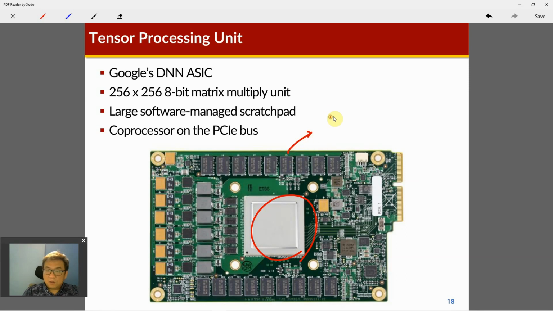This TPU supports 256 by 256 8-bit matrix multiplication. So this TPU is a domain-specific architecture just to accelerate the computation of matrix multiplication. Also, the TPU includes a large scratchpad memory. It's the buffer for the weight values and some data input, and the TPU has a very large scratchpad memory.